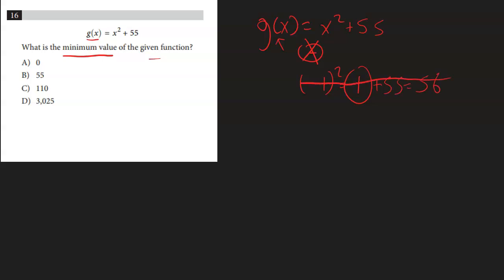So our only option is to plug in 0 for x. So if we did g of x equals 0 squared plus 55, that's probably as low as we can go, leaving us with 55. So B is the only correct answer.